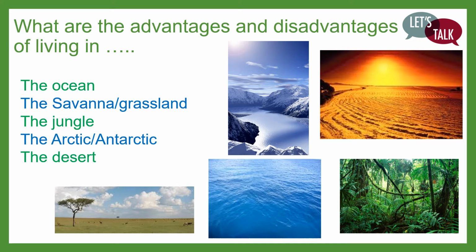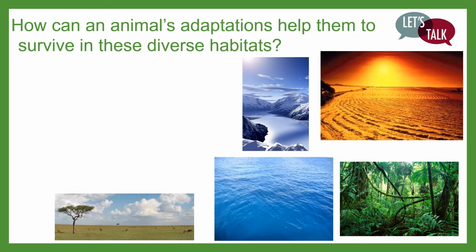What do you think are the advantages and disadvantages of living in the ocean, the savanna or grasslands, the jungle, the Arctic or Antarctic, and the desert? Pause for thought and jot down your ideas. How can an animal's adaptations help them to survive in these diverse habitats? Pause for thought and jot down some ideas. Well done.